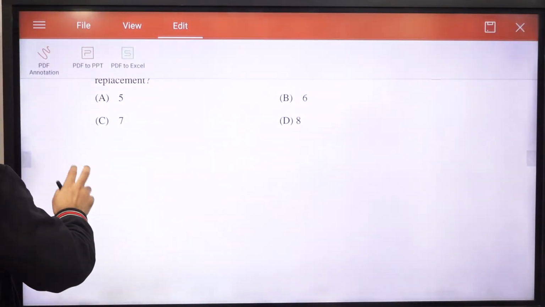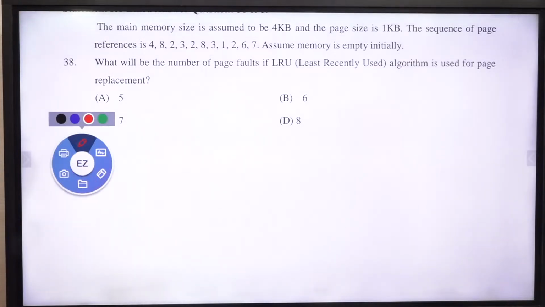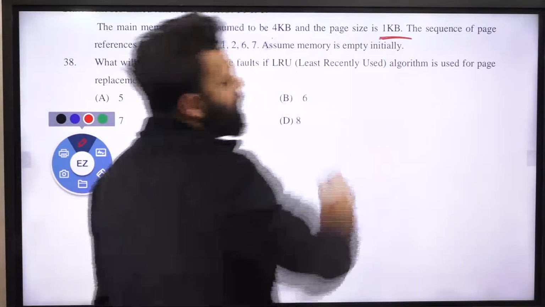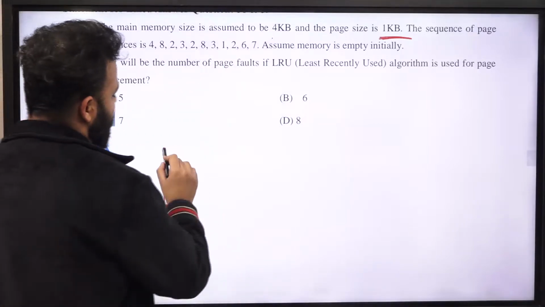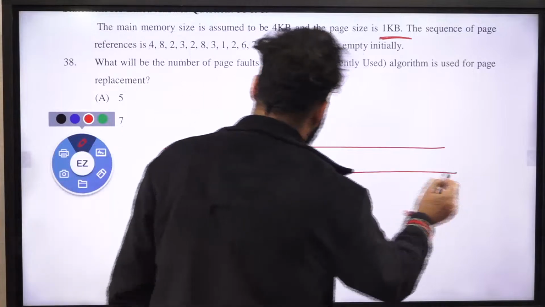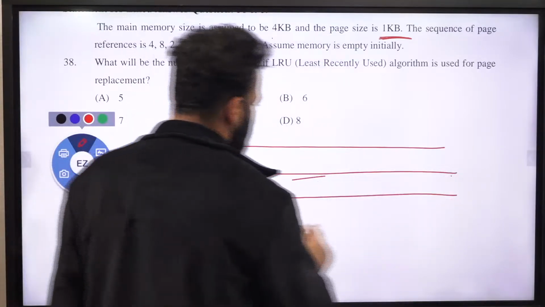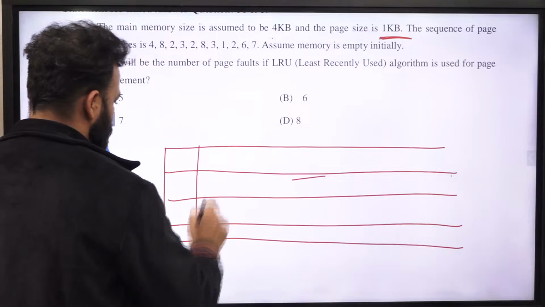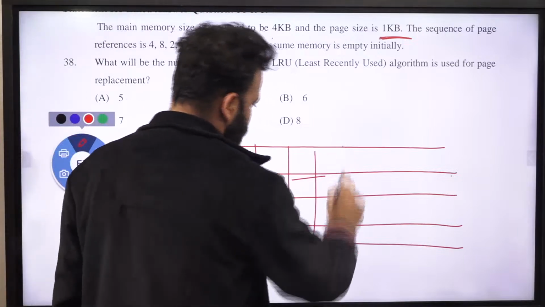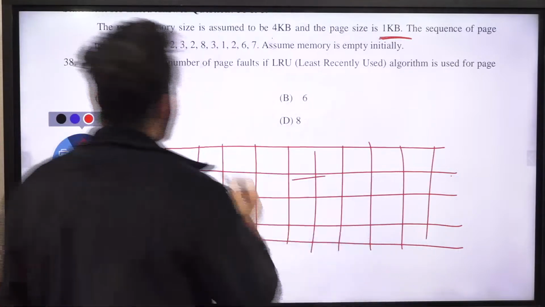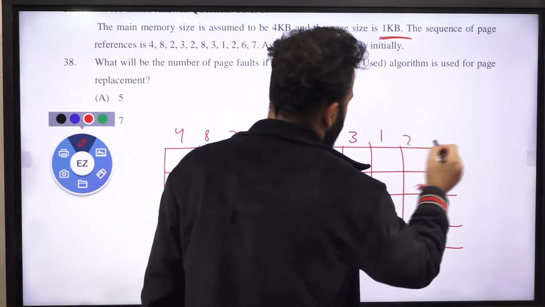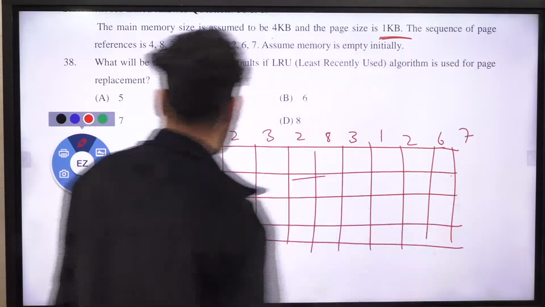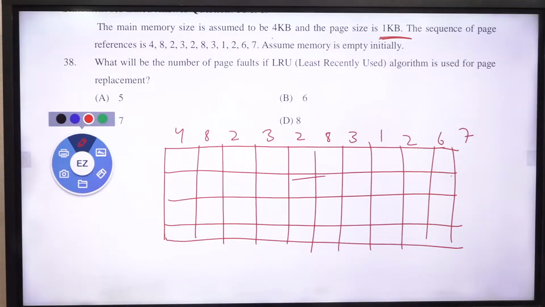Okay. Next, the main memory size is 4 KB. Page size is 1 KB. So the number of pages is 4. If the number of pages is 4, how many frames will there be? The number of frames will also be equal to 4. And it is asking for the number of page faults in LRU. So let's see the requests. It is 4, 8, 2, 3, 2, 8, 1, 2, 6 and 7. Let me validate it. 4 8 2 3 2 8 1 2 6 7.